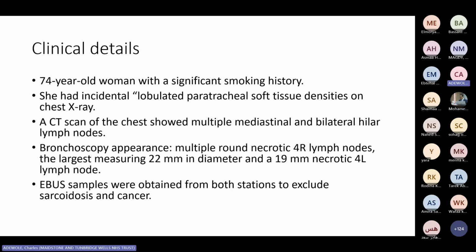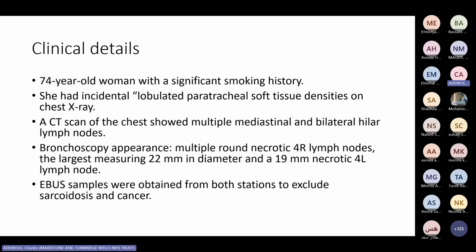Great. So we've got a 74-year-old woman with a significant smoking history who attended for a screening, and she had an incidental lobulated paratracheal density on X-ray. Based on these X-ray findings, she was sent for a CT scan, which showed multiple mediastinal and bilateral hilar lymph nodes. And because of this finding, she proceeded to have a bronchoscopy, during which multiple round necrotic lymph nodes were found in stations 4R and 4L. The largest measured 22 millimeters, while the 4L lymph node measured 19 millimeters.